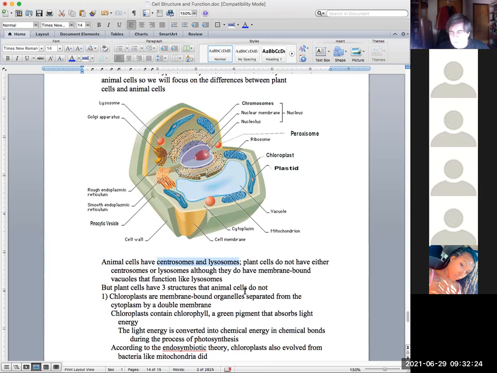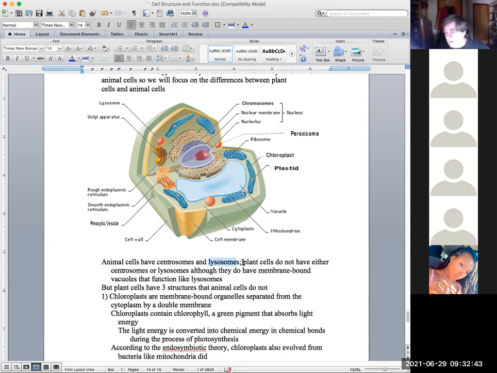And those centrosomes are going to help the cell divide when it divides by mitosis or meiosis, two terms that you might have heard if you had biology before. And animal cells have lysosomes. Plant cells don't have either of these.